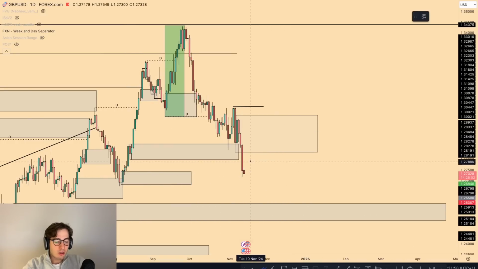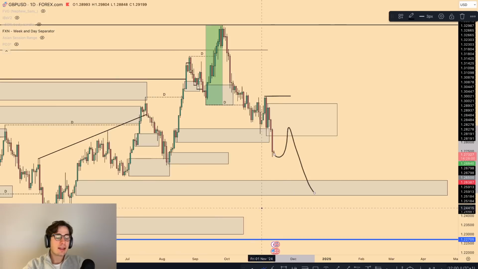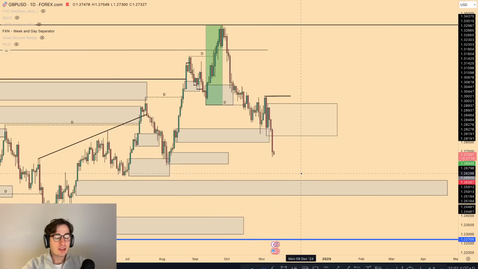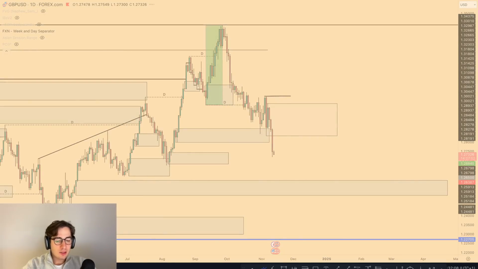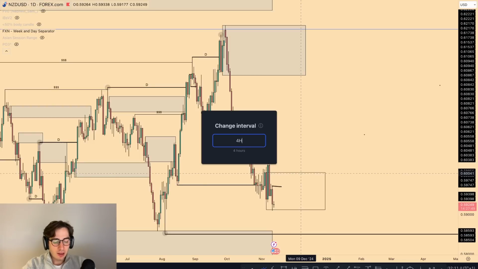And then we could look just for further downside on GU back down in towards 1.26, because that is where it does seem to be heading at this point in time. Going into NZDUSD, NZDUSD itself is very similar again to AU.